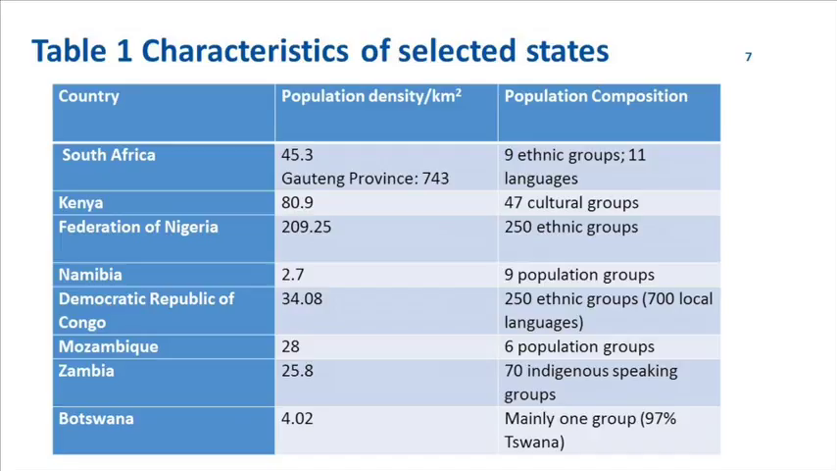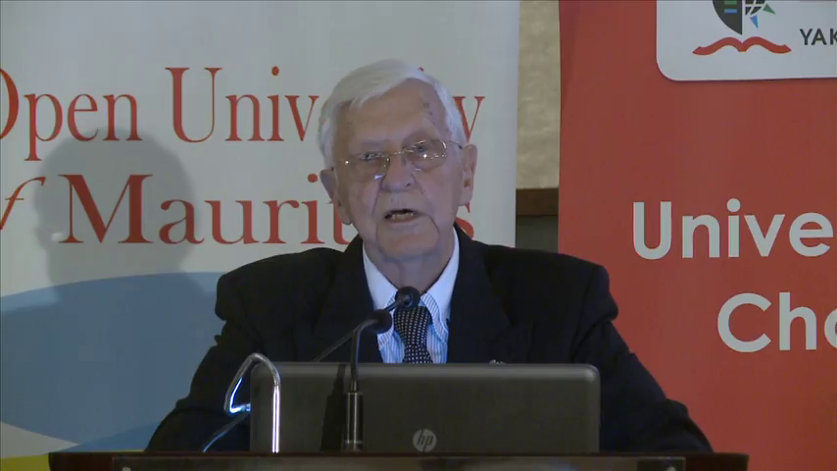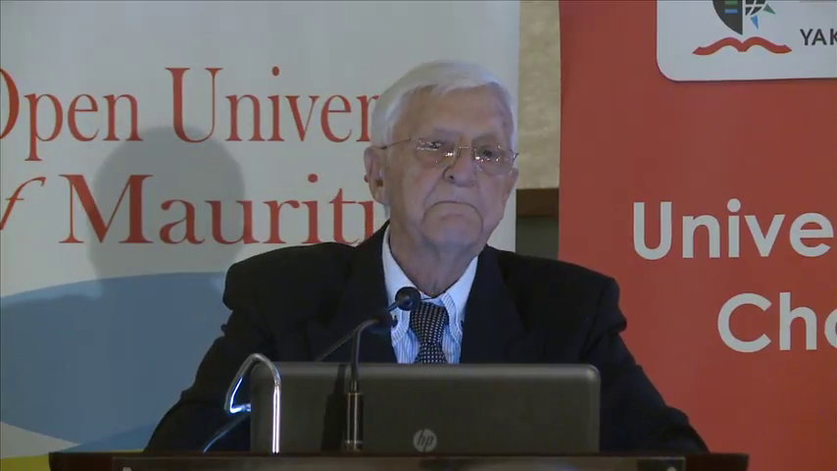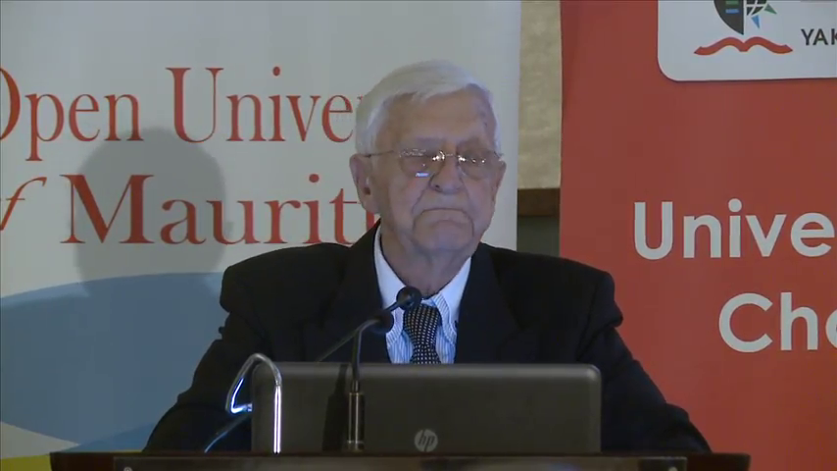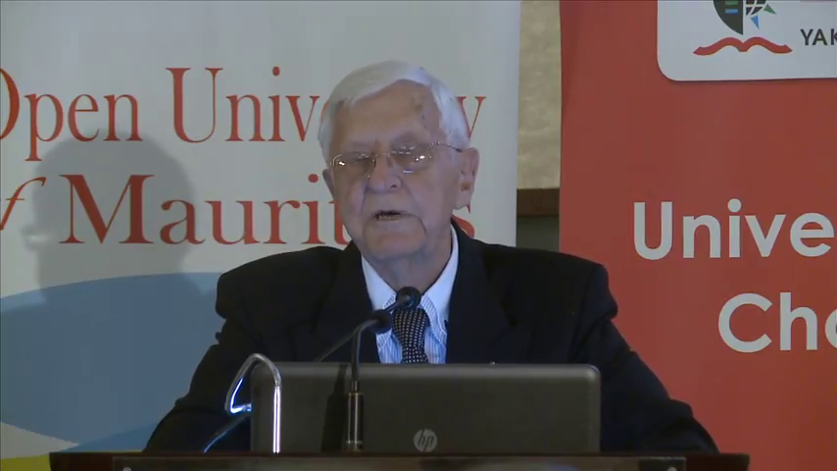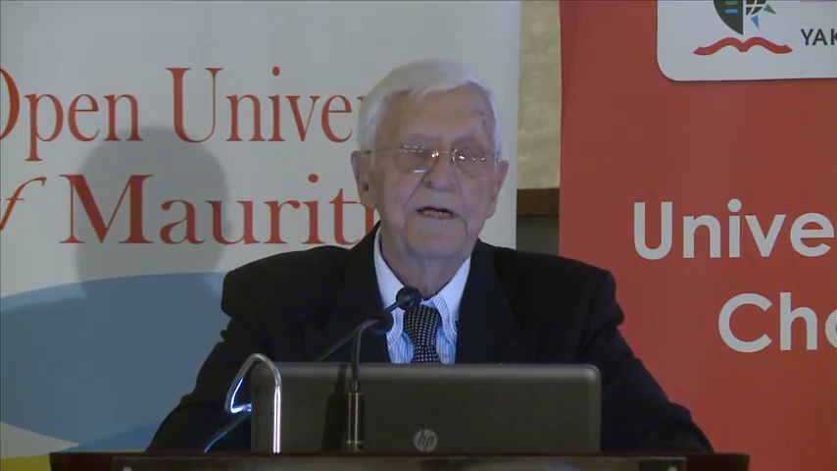And you will notice that in the case of Namibia, it's only about 2.7 persons per square kilometer. In Botswana, it's 4.02 persons per square kilometer. That means that people are living far away from one another. It means, again, that technology, electronic technology may not be that easily available in sparsely populated areas.